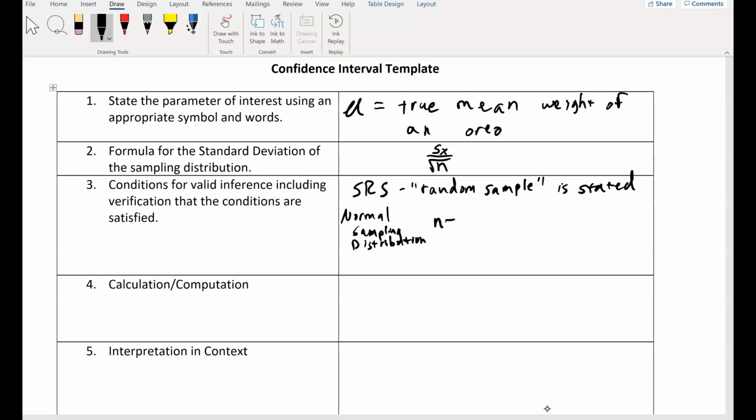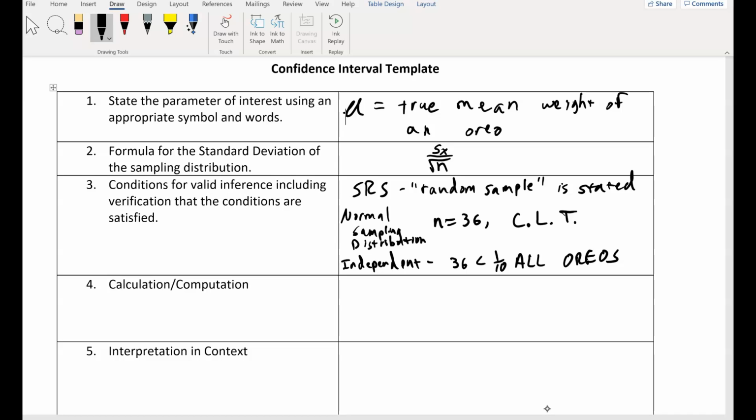So we say n equals 36. So that condition is satisfied by the central limit theorem, right? CLT. And then finally, we want the observations to be independent. Our rule of thumb for that is they're independent, right? 36 is less than 1/10 of all Oreos in the population, okay? There's certainly more than 360 Oreos out there in the population.